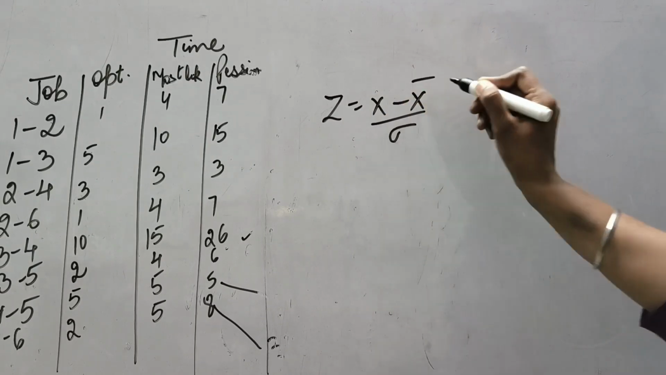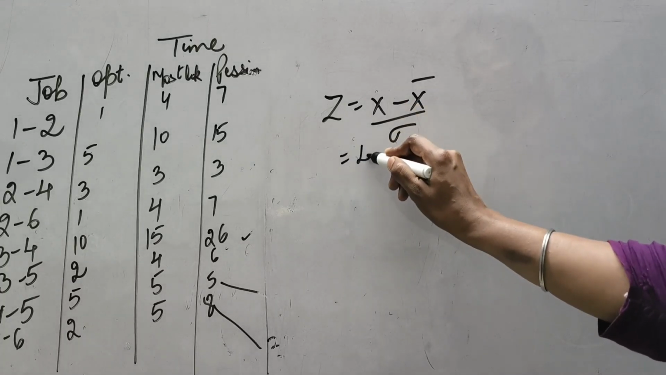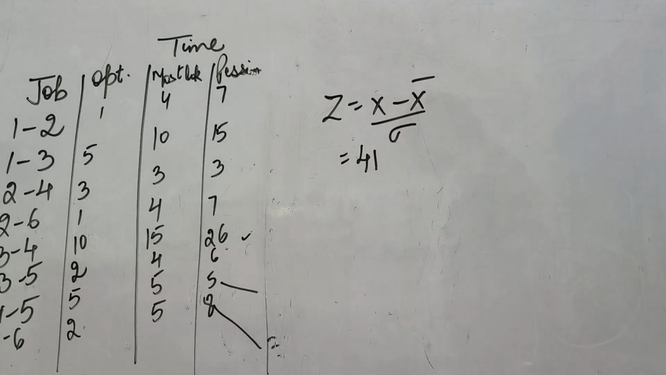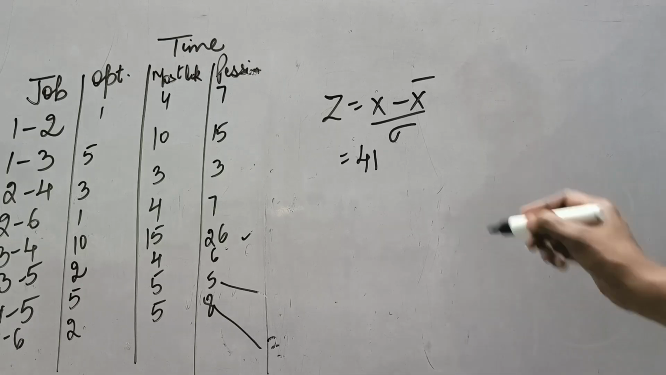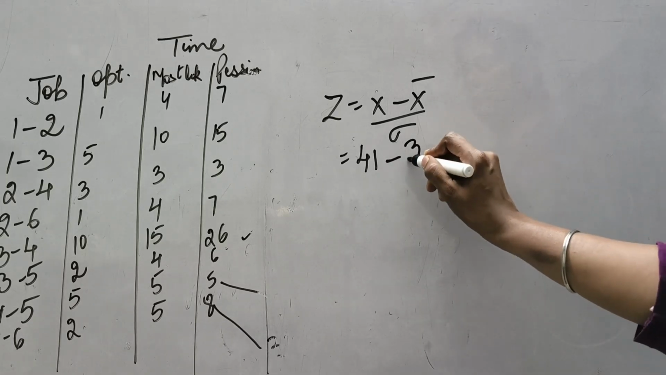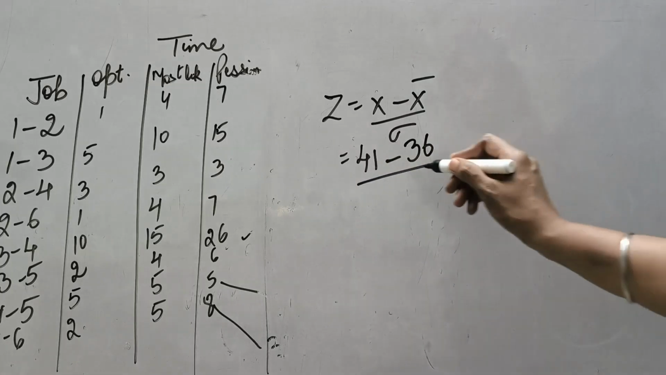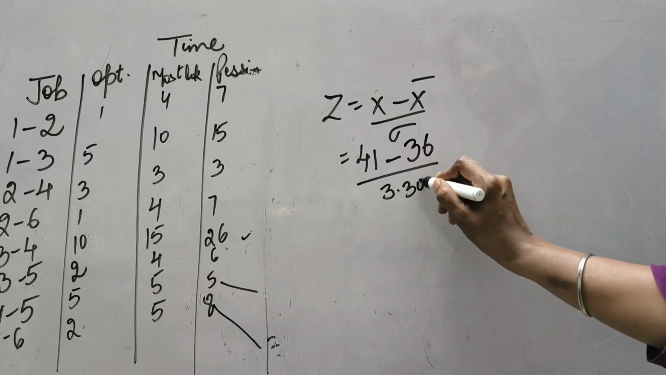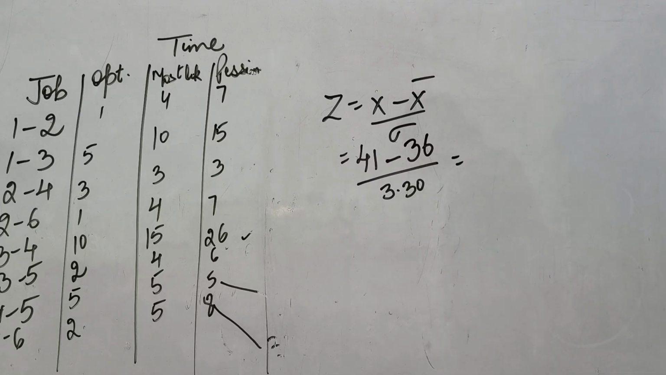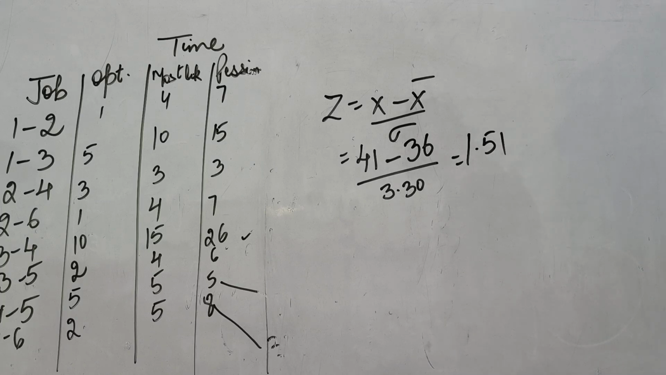We have to find out the probability that the project will be completed in 41 weeks. It means X is given as 41, the number of weeks in which the project should be completed. Minus the mean, which is our critical path weeks. We calculated this as 36, and the standard deviation we just now calculated came out to be 3.30. So now just calculate it and this comes out to be 1.51. You have to find the probability.